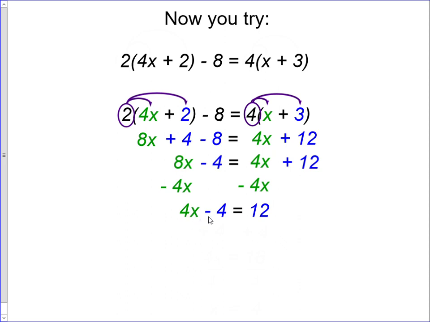So to undo minus 4, we're going to add 4 to both sides. This will result in 4x is equal to 16. Now to isolate x, since they're multiplying by 4, we need to divide by 4. When we do, the 4's will cancel out here, and we're going to wind up with x is equal to 4.